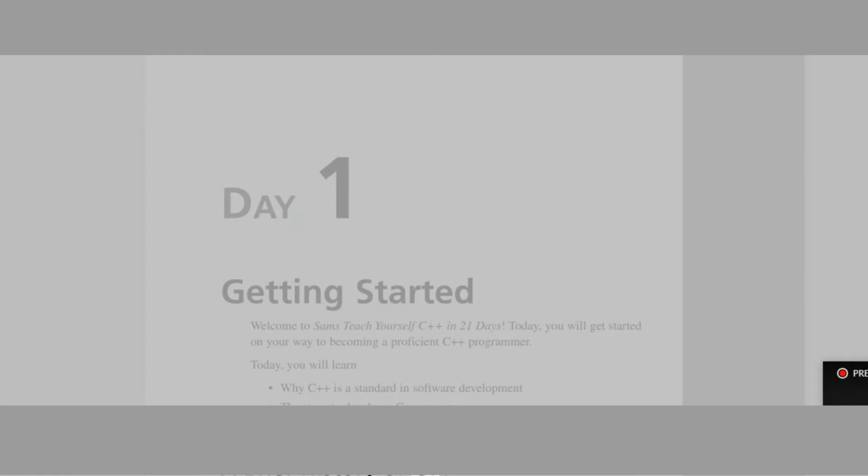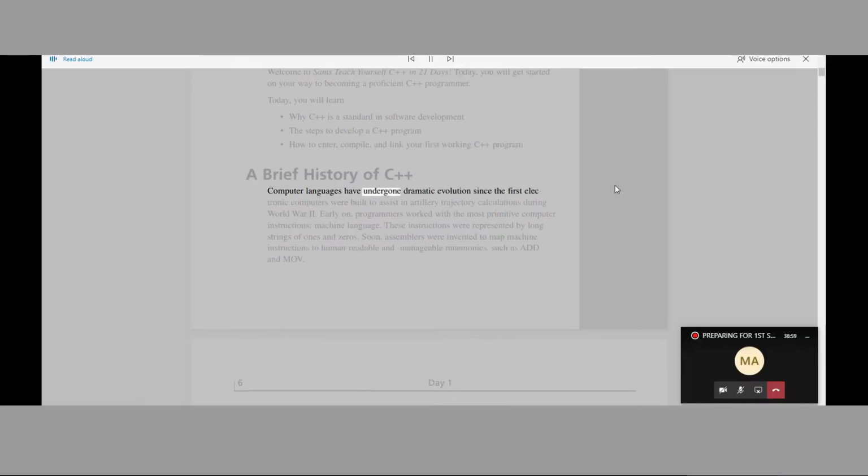A brief history of C++. Computer languages have undergone dramatic evolution since the first electronic computers were built to assist in artillery trajectory calculations during World War II. Early on, programmers worked with the most primitive computer instructions, machine language. These instructions were represented by long strings of ones and zeros. Soon, assemblers were invented to map machine instructions to human-readable and manageable mnemonics, such as ADD and MOV.